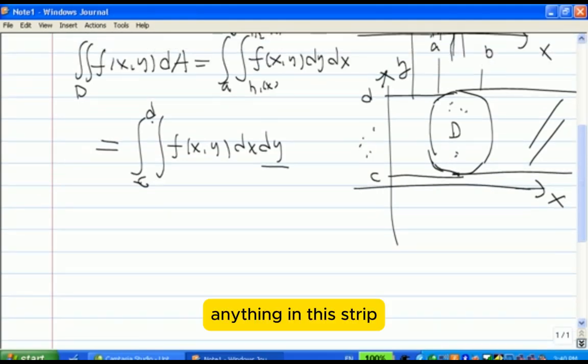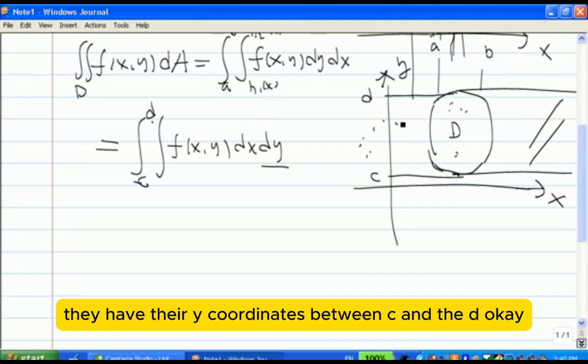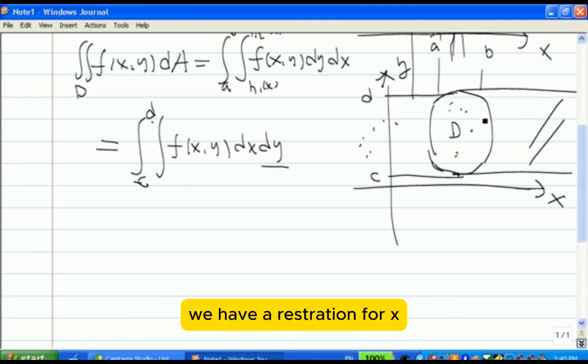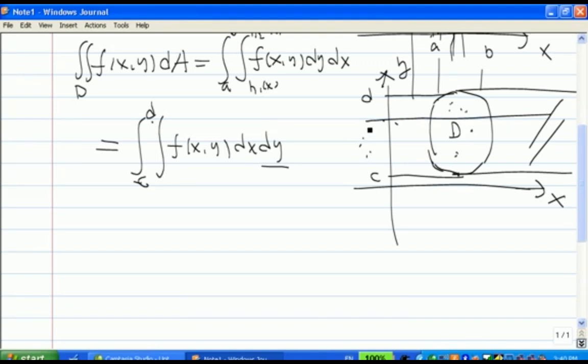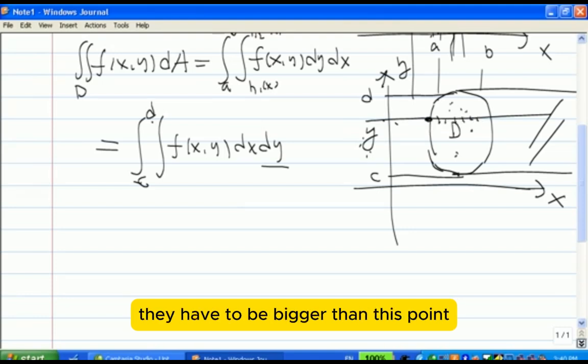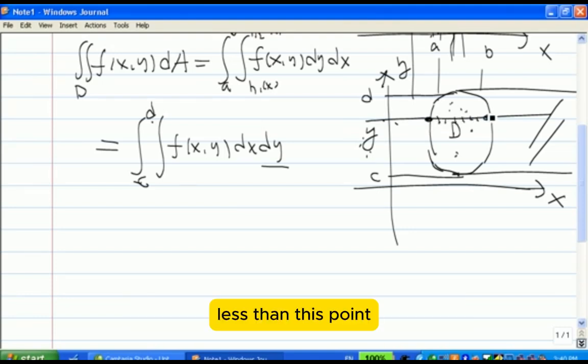Anything in this strip, they have their y coordinates between c and d. Okay. So for the point to be in this region D, we have a restriction for x. Obviously, for a given y, for all the x inside, they have to be bigger than this point and less than this point. Okay. So how do you find that point?